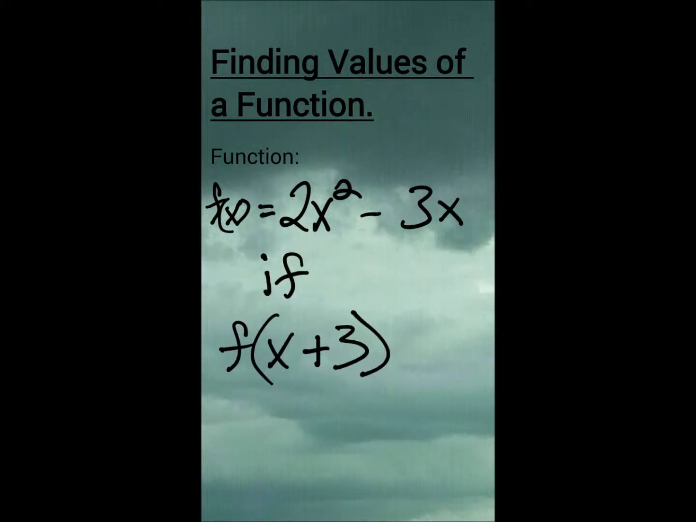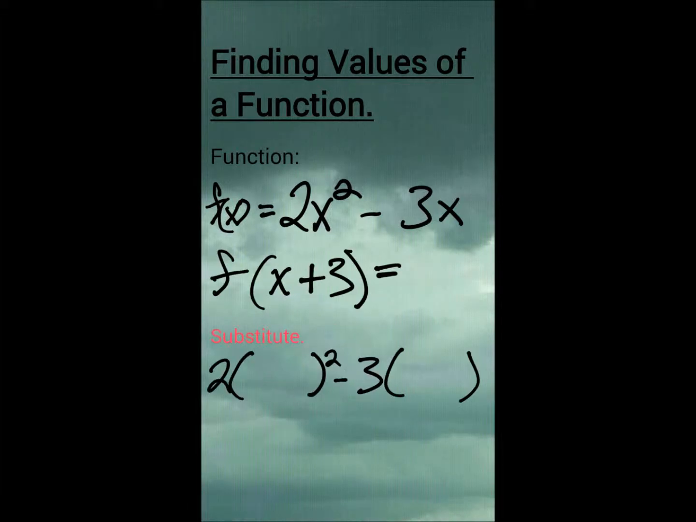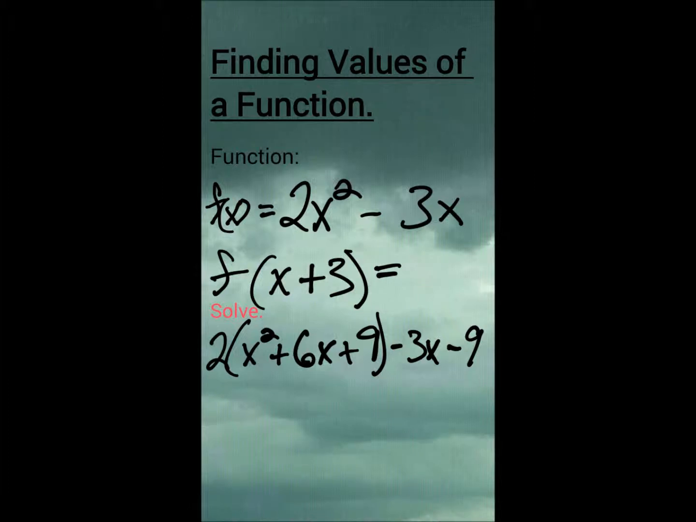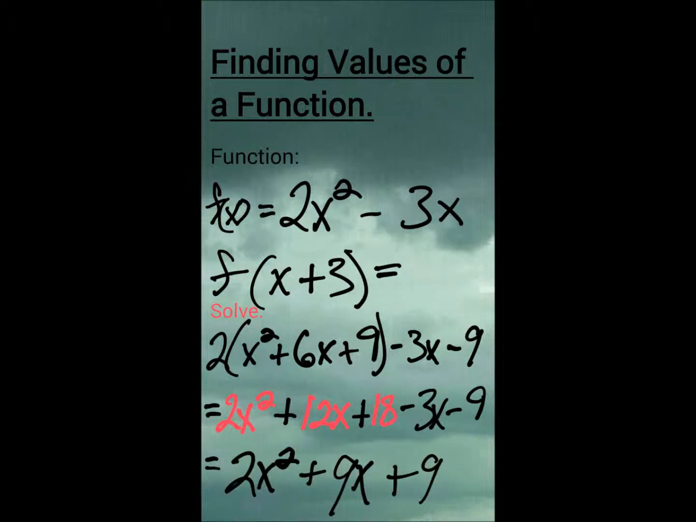Let's try f of x plus 3. Substitute, we get 2 multiplied by x plus 3 squared minus 3 multiplied by x plus 3. At this point, we will solve. We get 2 times x squared plus 6x plus 9 minus 3x minus 9, giving us 2x squared plus 12x plus 18 minus 3x minus 9. We combine like terms, giving us 2x squared plus 9x plus 9.